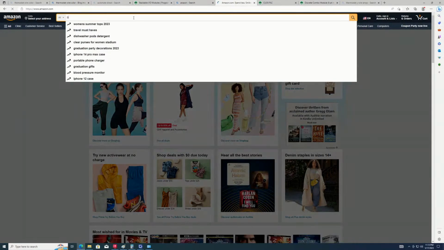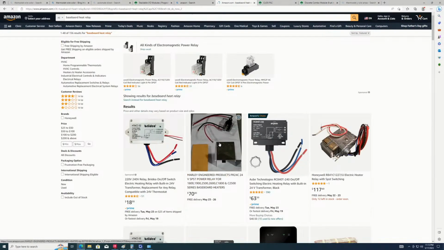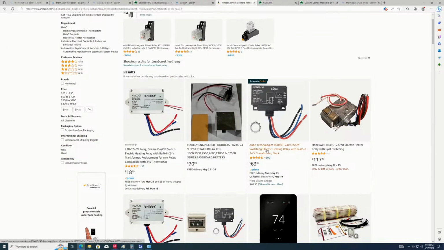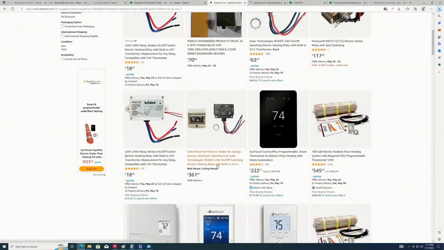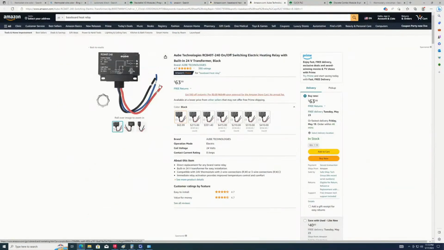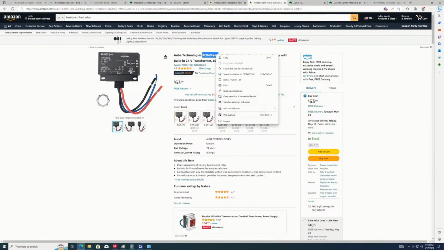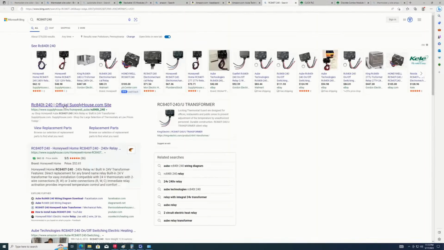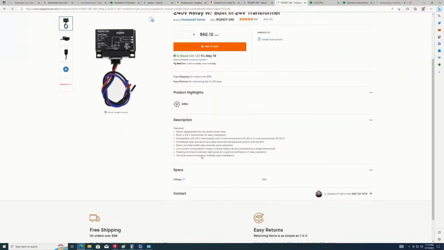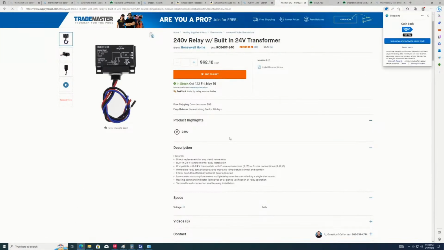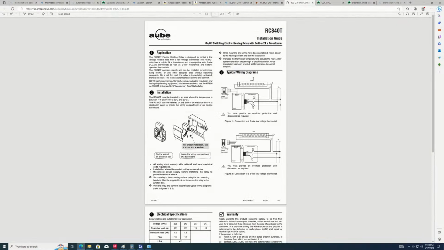So if you look up baseboard heat relay, this Abutech, which gets relabeled as Honeywell, looks to be a good brand. I'm just gonna have to get it from a supply house. Let me search that. Come on, give me the spec sheet. Installation instructions.